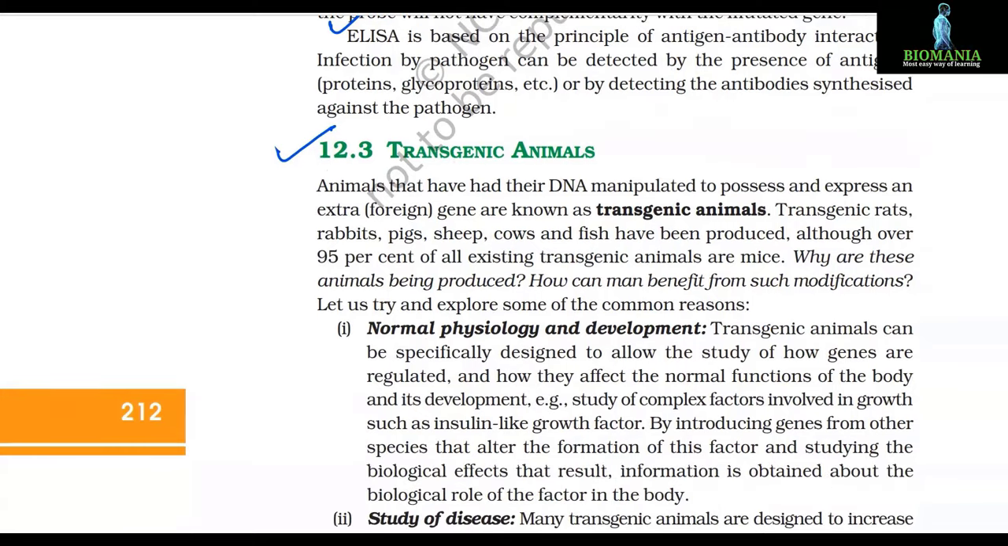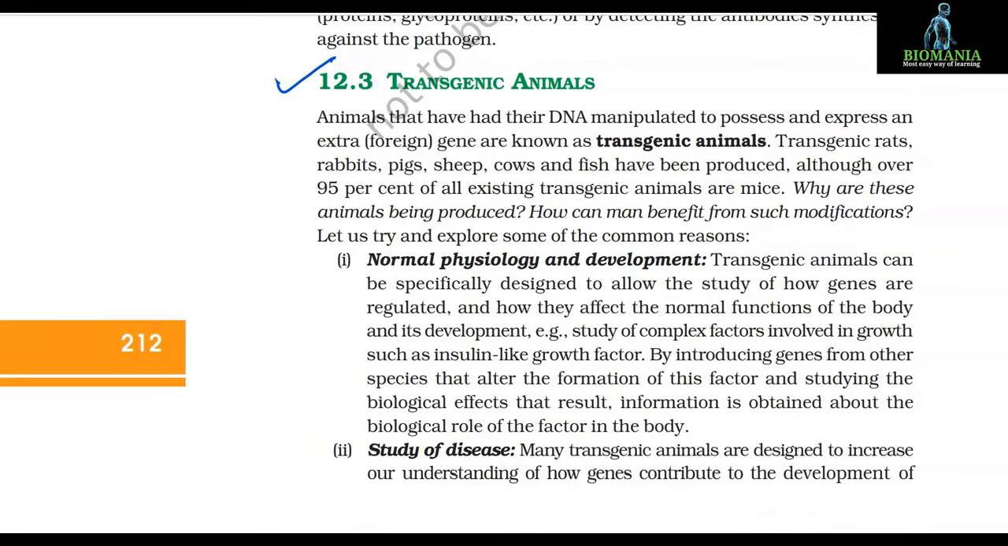Animals that have had their DNA manipulated to possess and express an extra gene are known as transgenic animals. Transgenic rats, rabbits, pigs, sheep, cows and fish have been produced, although over 95% of all existing transgenic animals are mice. Why are these animals being produced? How can man benefit from such modifications? Let us try and explore some of the common reasons.